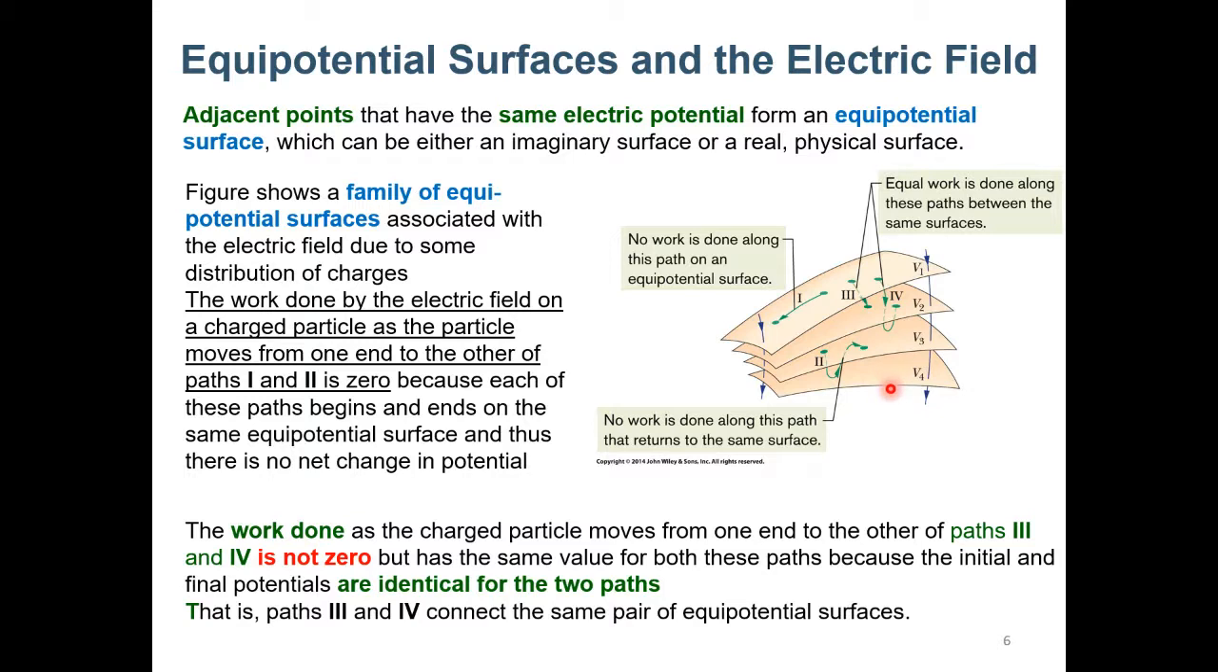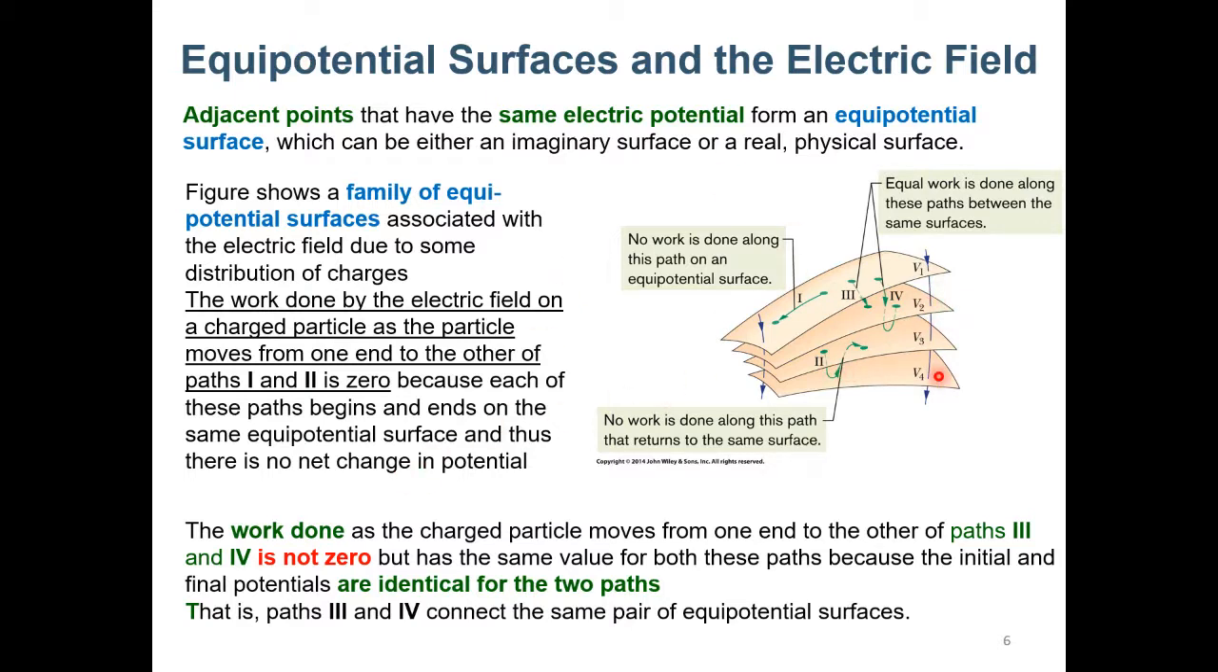So as for path 2, path 2 is here to here. It actually leaves V3 and goes back to V3 again. But it does some positive work and negative work, so that when it goes back the total work done is 0. As long as the initial point and the final point are on the same equal potential surface, the work done will be 0.